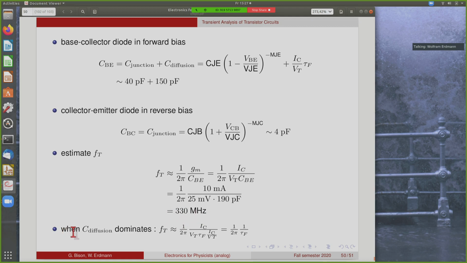It's interesting to note that when you are in the region where you can completely neglect the junction capacitance and have basically only the diffusion capacitance left, then your transition frequency becomes basically independent of the current. It cancels here, and you're left with 1 over this tau F, which is therefore also called the transit time. So this can be identified as a time that the charges need to travel, to diffuse through the base. So this is sort of a built-in speed limit for any bipolar transistor.